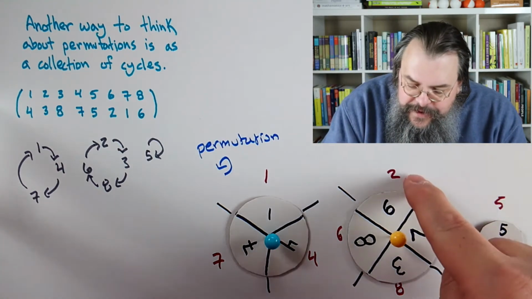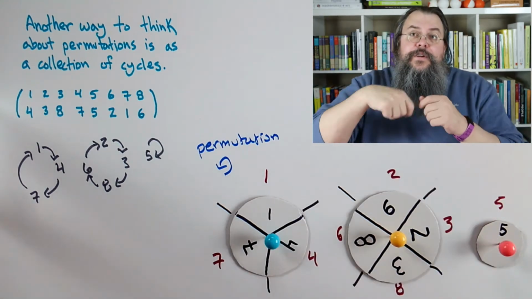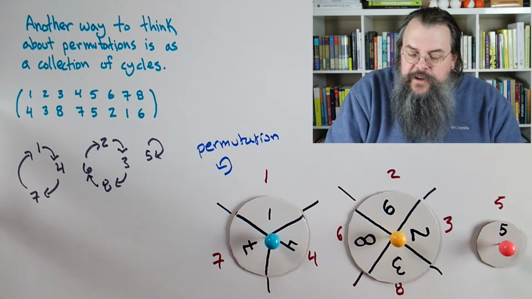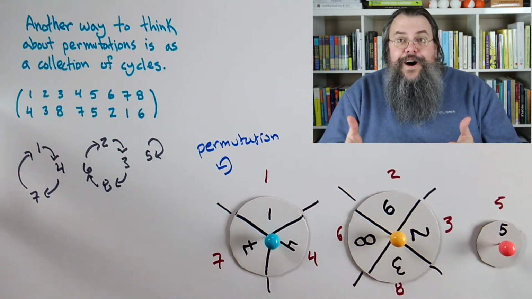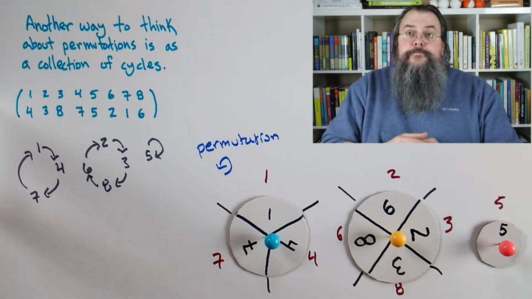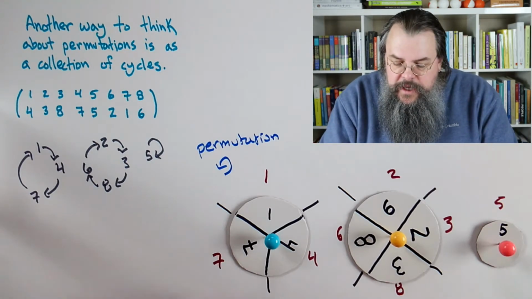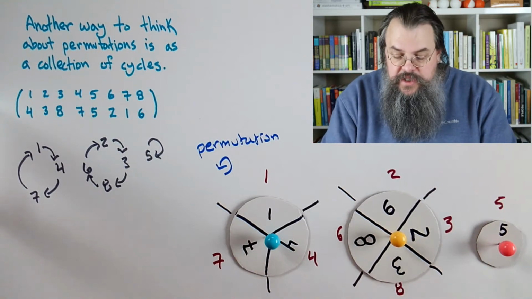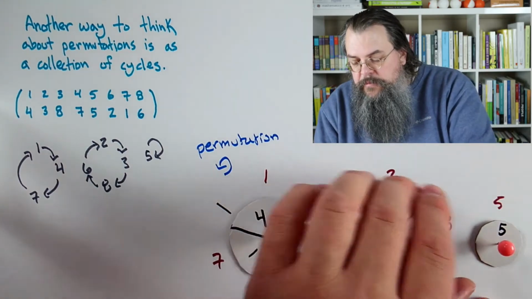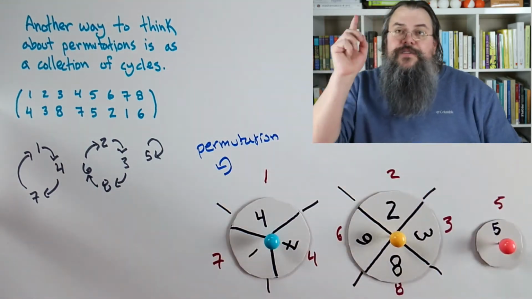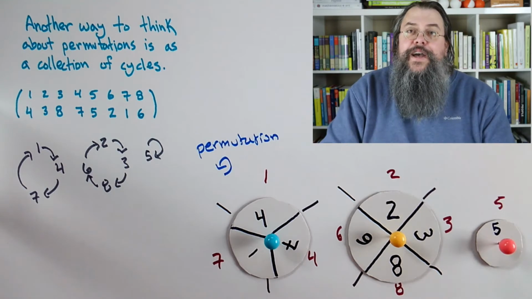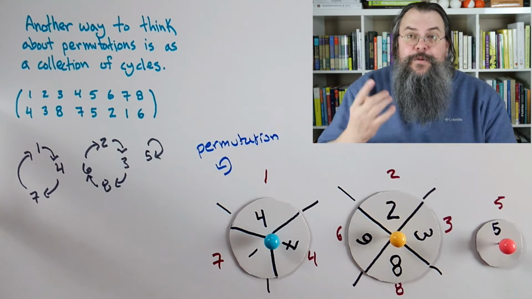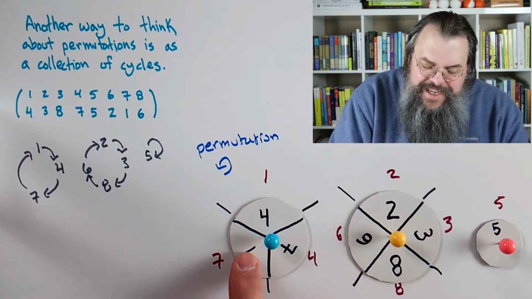Well, wait, not quite. See, 2 would go to 6. So after 3 applications of the permutation, some parts are back to where they started, but this part is still off. Well, what can we do? We apply the permutation again. We apply it one more time, and we see progress, because now this is back to where it started. 2 goes back to 2, 3 goes to 3. So we've now done it 4 times. But what do you notice? This one is messed up again.